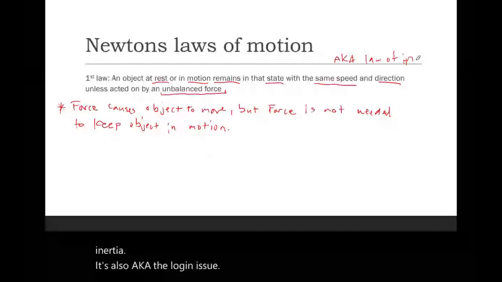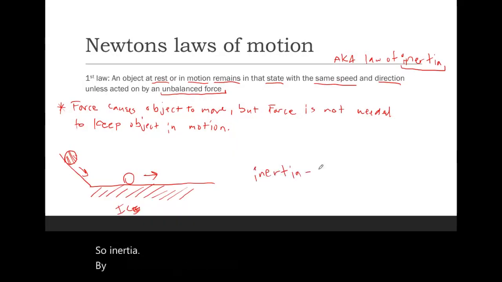And that's basically what we call inertia. So inertia is, by definition, an object's resistance to change.